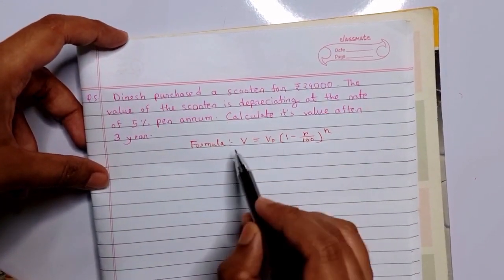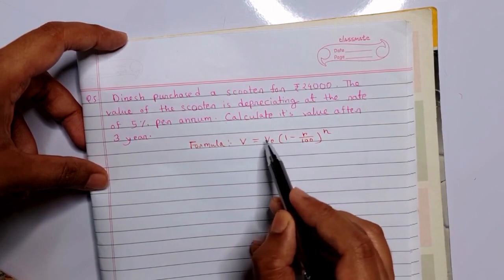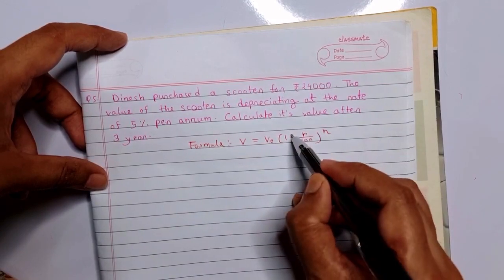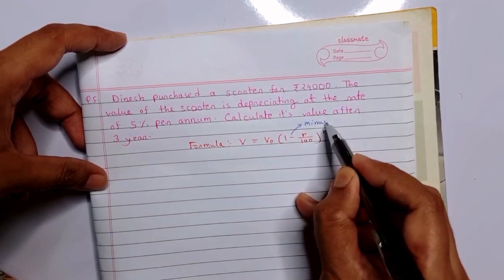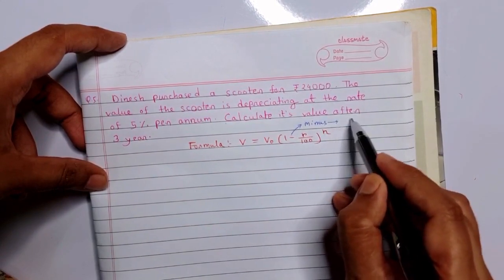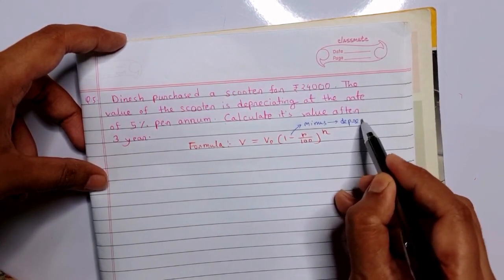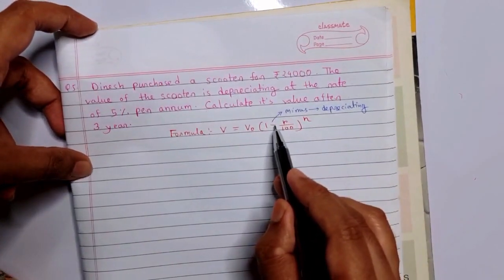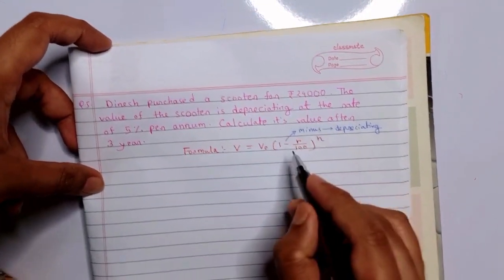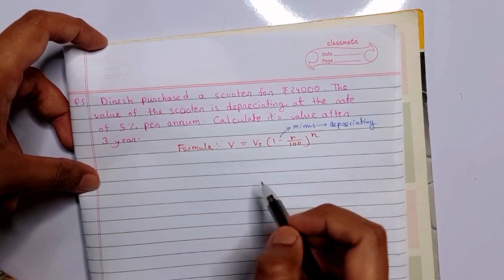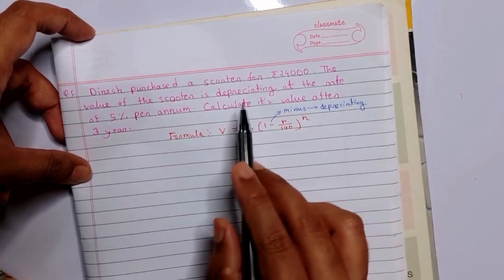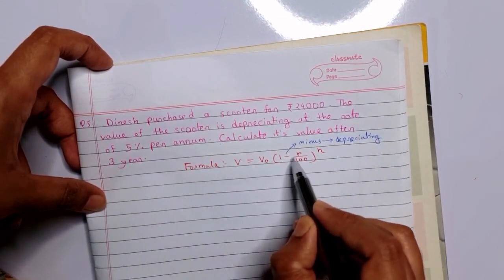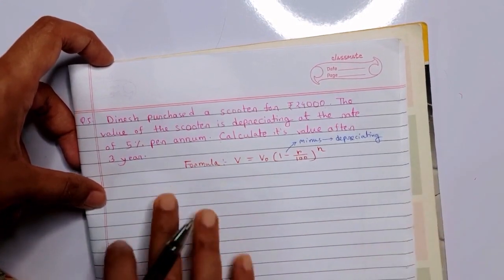Now what is the formula? Let's check. The final value V is equal to V0 times (1 minus R by 100). Be careful, this is minus. The reason it is minus is because it is depreciating. When the question says depreciating, you need to put minus. If it says growing, you have to put plus. The formula is very similar to the formula of compound interest, but at the time of depreciating, you need to put minus. So V is equal to V0 (1 minus R by 100) whole to the power n. Now this math is really simple.